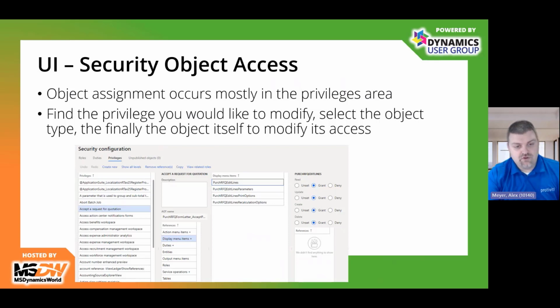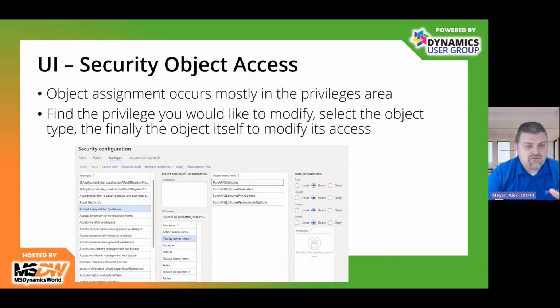And so if you've used AX 2012 in the past, this may look slightly different because at the object level in AX 2012, you would only assign read, update, create, and delete, and you didn't have this unset, grant, deny. You would just set the access type. And so one of the new things within F&O is this idea of being able to explicitly deny a particular security layer. And so that's what that deny is there for.